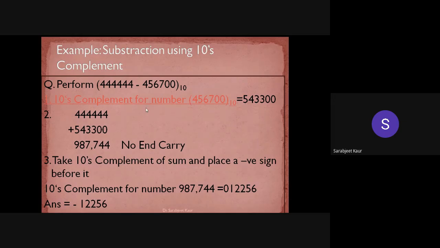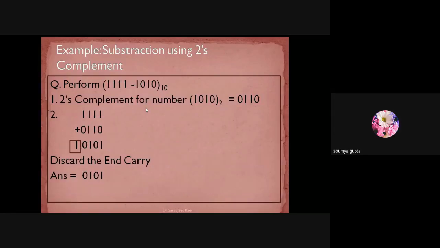Any problem? Okay, we move on to the subtraction using 2's complement. So the method remains the same. The only difference is in the number system. So let us first perform the computation 1111 minus 1010. As you may recognize, this is 15 and this is 10, right? And this should be binary.